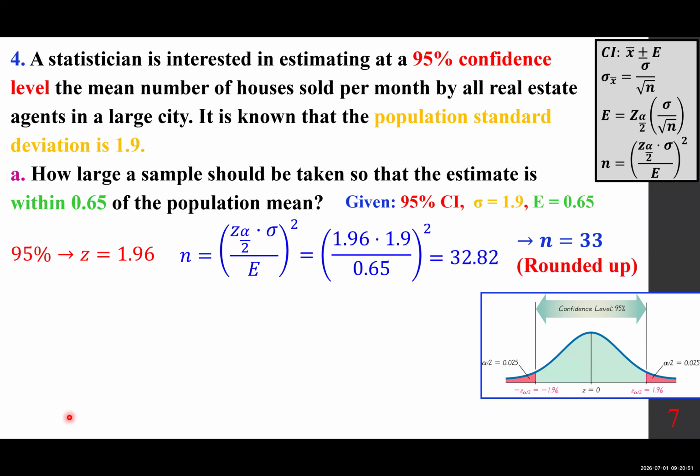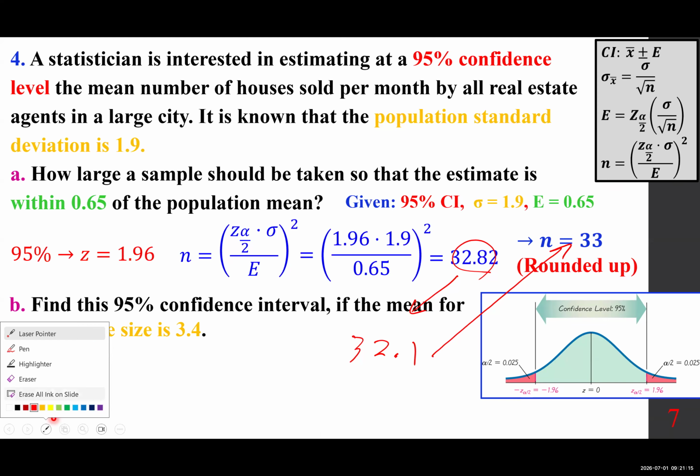So even if this is 32.1, you must round up. Again, why is that? That means we need that many pieces of data for this to work. That means anything larger than that is even better. But we are looking for the minimum value.